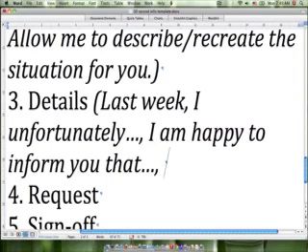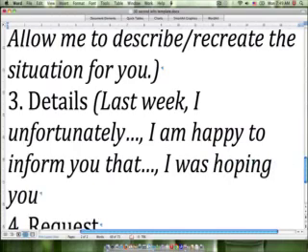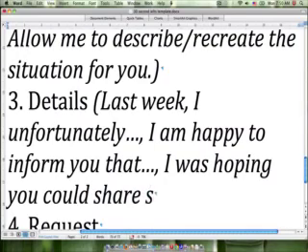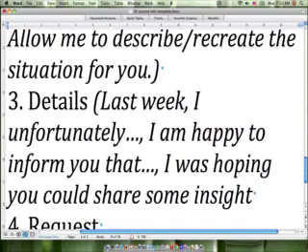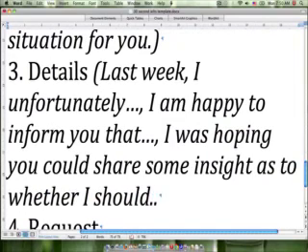Or "I was hoping you could share some insight as to whether I should." Now this is in the case that you're asked to write a letter requesting some advice from somebody. So you might start with, "I was hoping you could share some insight as to whether I should move to London or not, or whether I should pursue a career in biology or whatever." Okay, so a few ways to start the details portion of your letter.